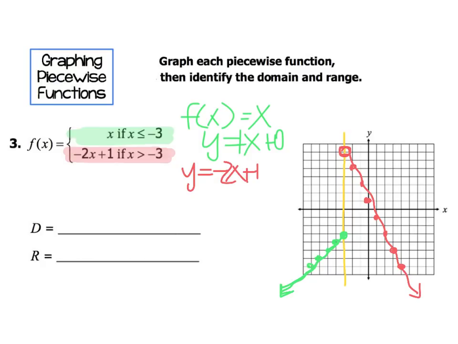And we didn't have to erase anything on this side because we just went up to negative 3 and we stopped, okay? If we would have kept going up over here, we would erase all the dots to the left of that line because we only want it to the right of the line when it's greater than negative 3.